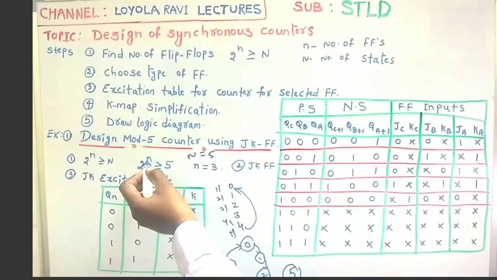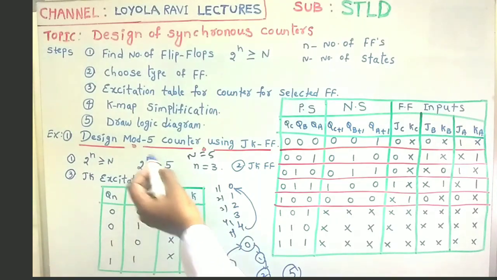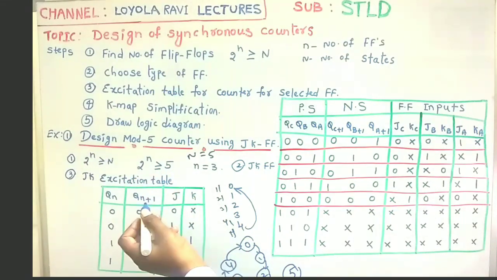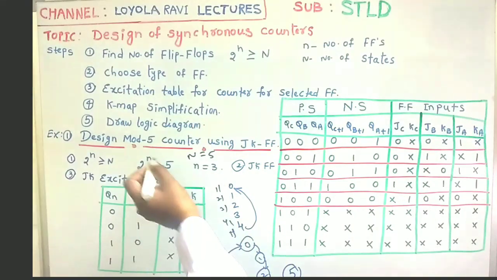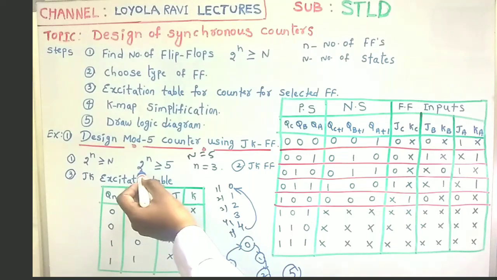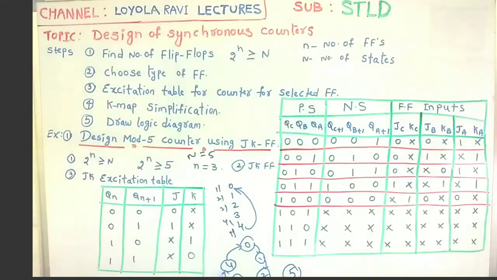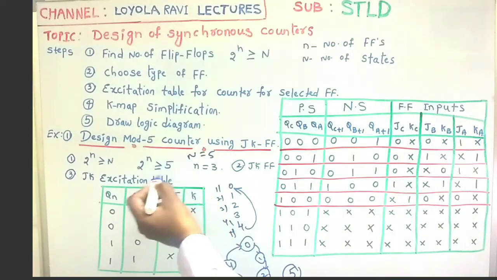Then go for n equal to 2. 2^2 is 4. Is 4 greater than or equal to 5? No. So 2 is also not correct. Then go for n equal to 3. 2^3 is 8. 8 is greater than 5. So n equal to 3 is correct.